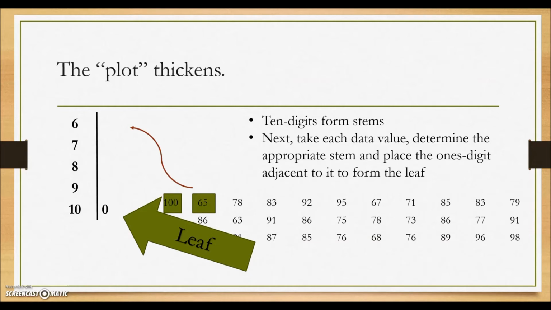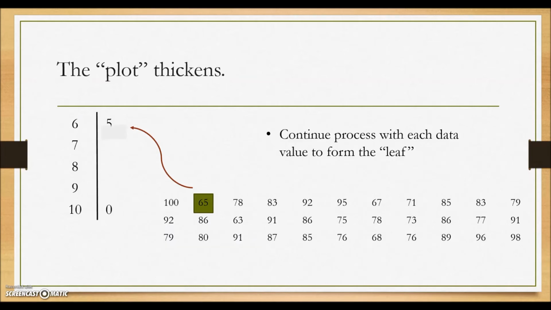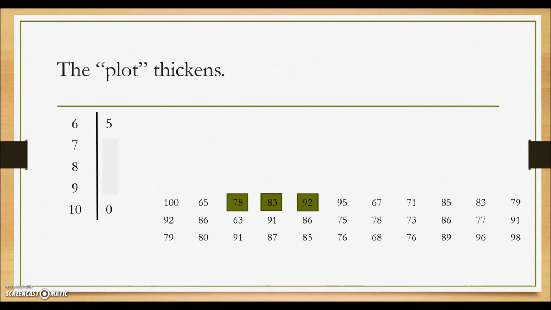The next data value is 65. We will place the ones digit adjacent to the 6 for the 6 in the tens place value. We will continue on with each data value, and the next three here that are highlighted are from the 70s, 80s, 90s, so the ones digit from each one of those numbers will be placed adjacent to each of those intervals, forming the addition of our leaf.